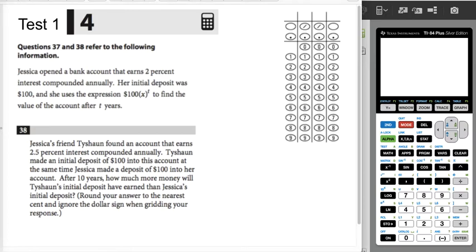All right, this is SAT Prep. We're doing test 1, section 4, and this is question 38, which is the last question on this section. So we're using Jessica opening a bank account. It earns 2% interest compounded annually.